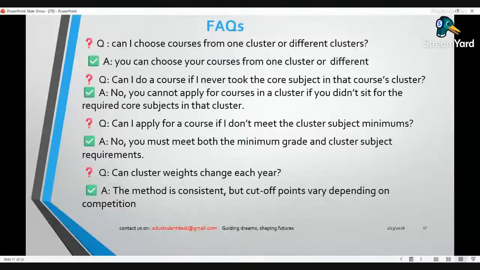Can I do a course if I never took the core subject? No, you can't. Can I apply for a course if I don't meet the subject minimums? No, you cannot. You must meet both the minimum grade and cluster subject requirements, and also the cutoff points. And also cluster weights, or cutoff points, change every year.